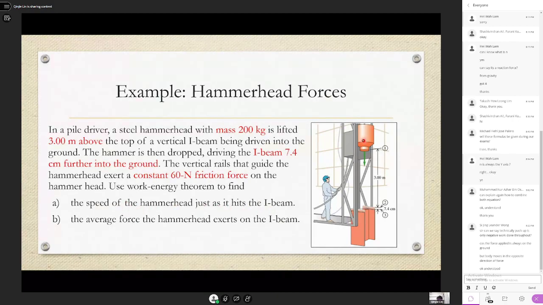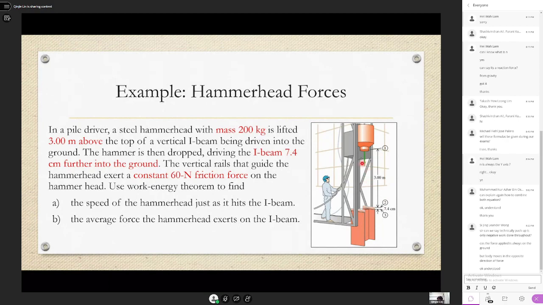So we imagine this hammerhead drop down. Just before it hits, there will be a maximum speed. They ask you to find that speed. Of course, the next moment it hits, it very quickly becomes 0. But before that happens, what is the speed at position 2?